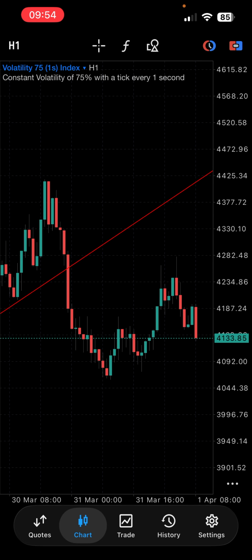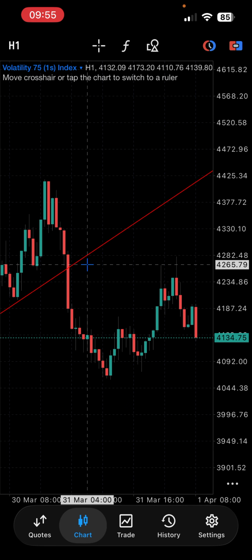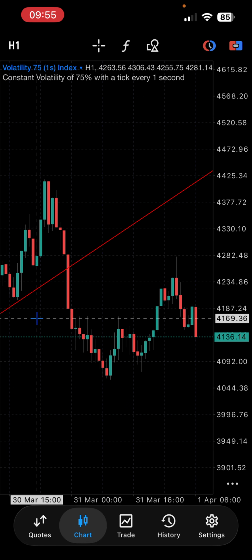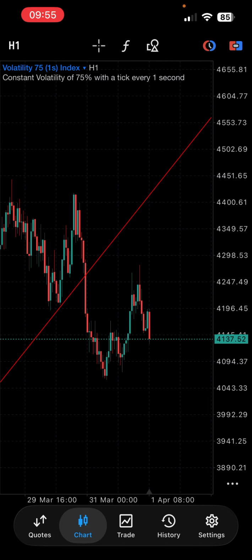So even the 1 hour time frame would have given us a reason to sell. The 1 hour time frame would have given us a reason to sell this market, because when the market broke out to this structure, let me give you an example.